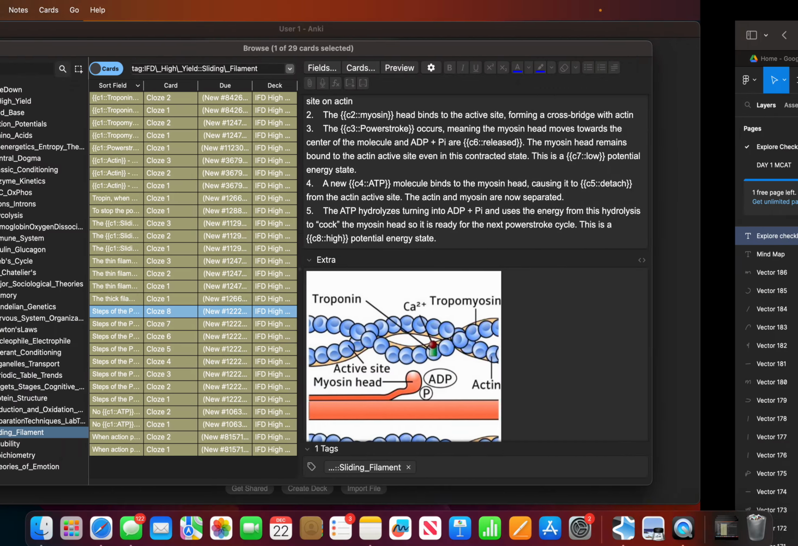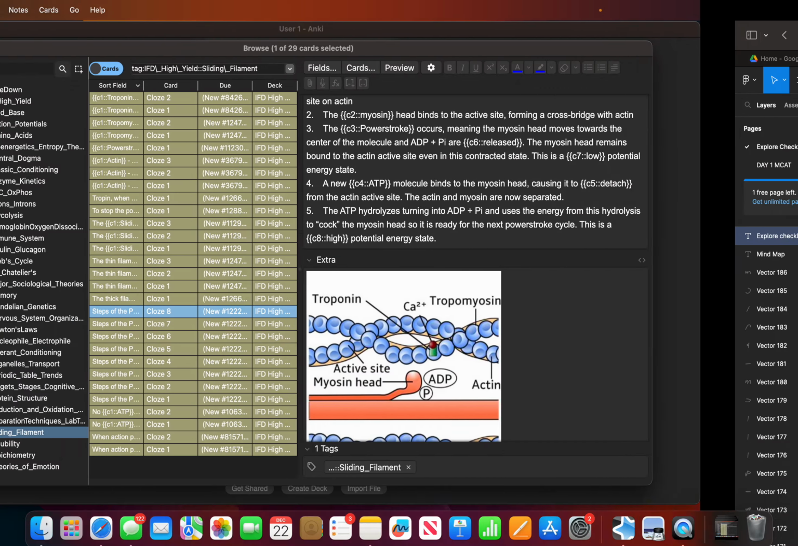And this is a high potential energy state. Now, when no ATP is there, it means that the myosin head is attached, right? It can never dissociate from actin, so there would be constant contraction. This is what causes rigor mortis upon death. Ooh, so when you die, your muscles become contracted.